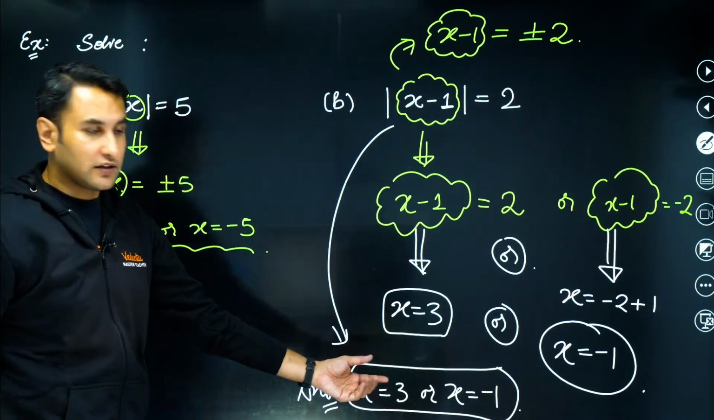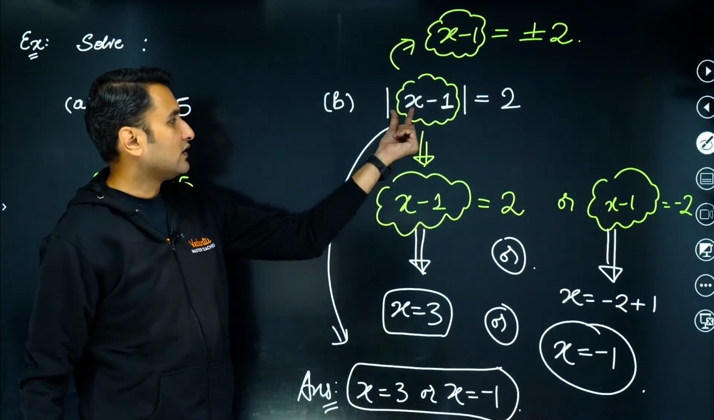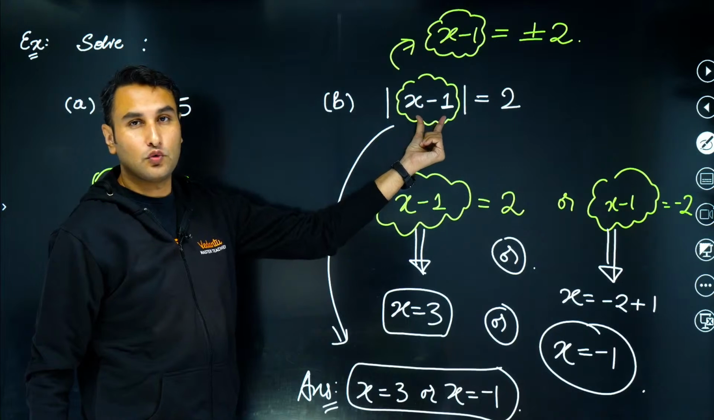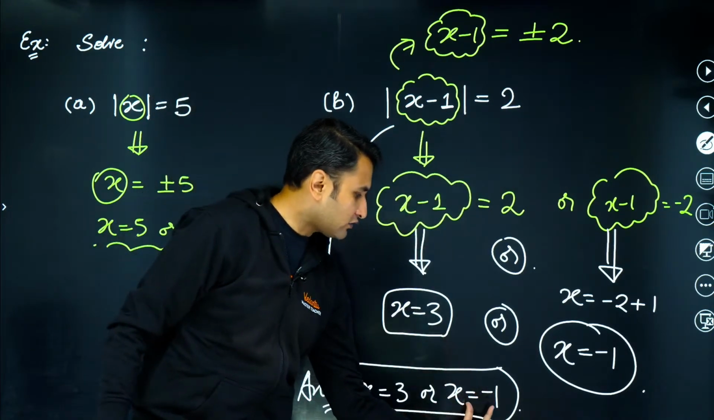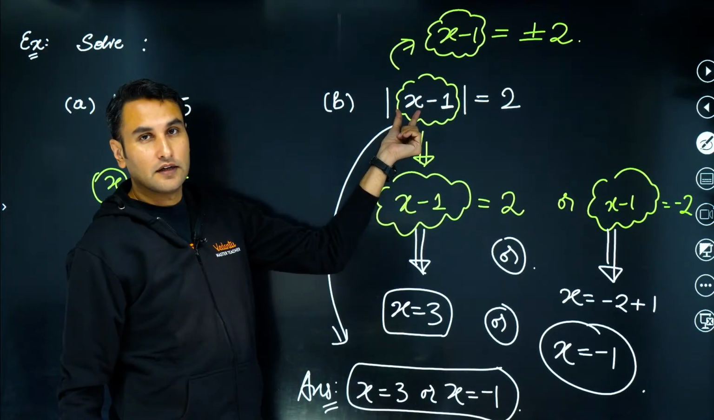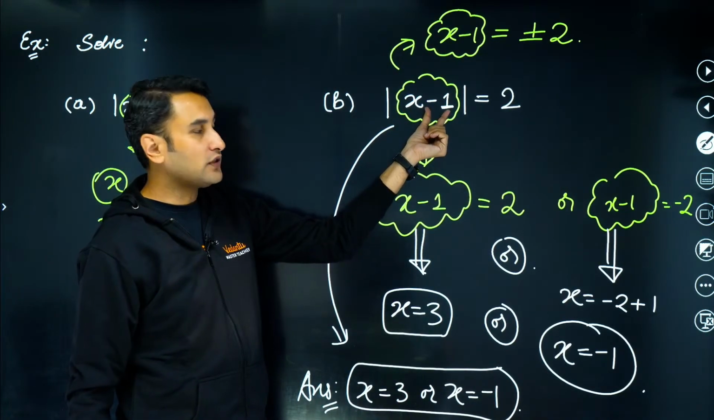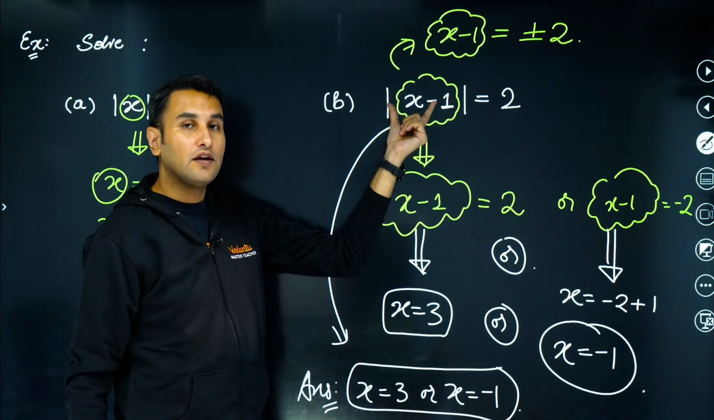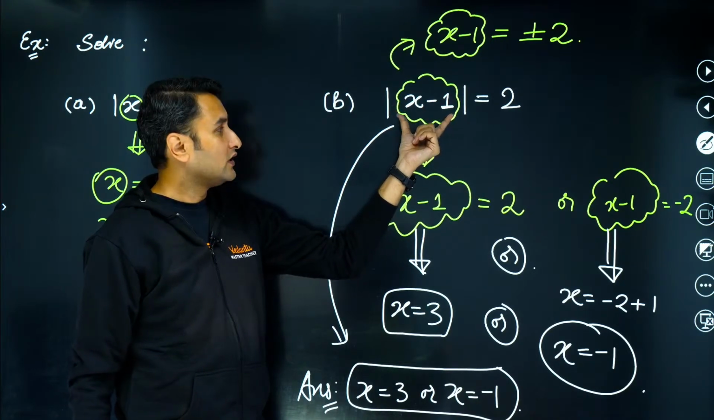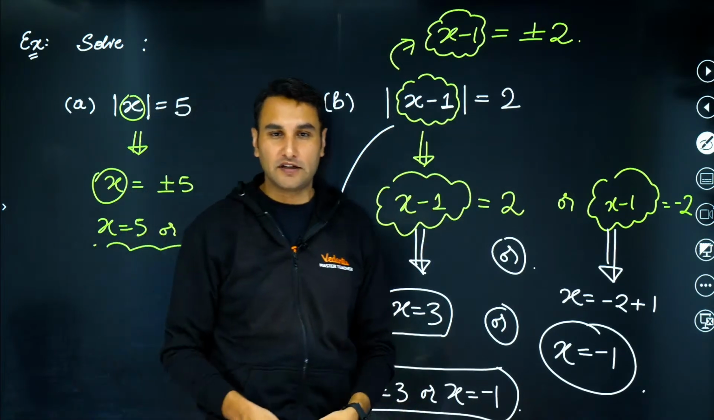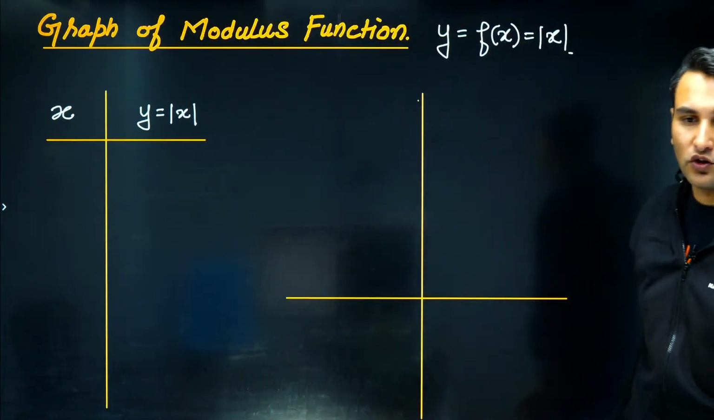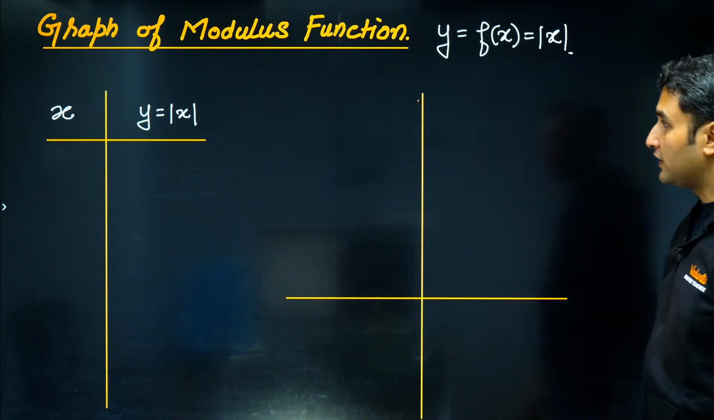You can actually check it. Put x is equal to 3 in this. 3 minus 1, 2. Mod of 2, 2. Perfect. Put x is equal to minus 1 in this. Minus 1 minus 1, minus 2. Minus 2 as input, modulus will make it plus 2. Perfect. Makes sense. So this is how we can solve these two kinds of problems, right?